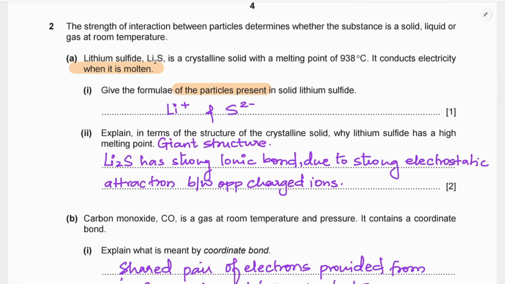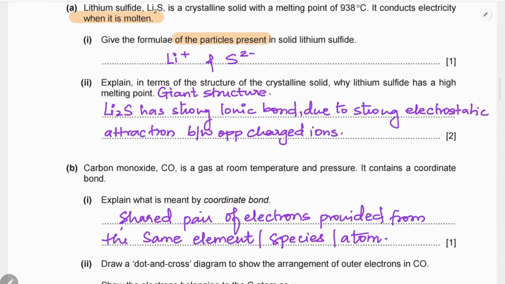Explain in terms of structure of crystalline solid why lithium sulfide has a high melting point. So first of all, it's obviously a giant structure. Lithium sulfide has strong ionic bonds, due to the strong electrostatic force of attraction between the charged ions. Writing the electrostatic interaction is a must. Talking about the strong ionic bond is also a must, and about the giant structure. There will be 1 mark for giant structure and another one for the explanation why it has a high melting point.